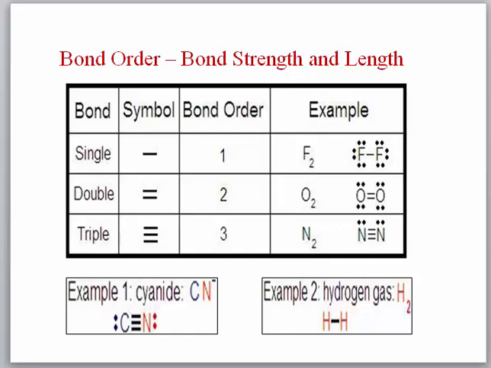So a single bond has a bond order of 1, a double bond a bond order of 2, and a triple bond a bond order of 3. Triple bonds are stronger and shorter than double, which are stronger and shorter than single. If your molecule has only one type of bond, like F2, O2, or N2, then it's not a big deal. You say bond order of 3, and it's a triple bond, and that's a strong, short bond.